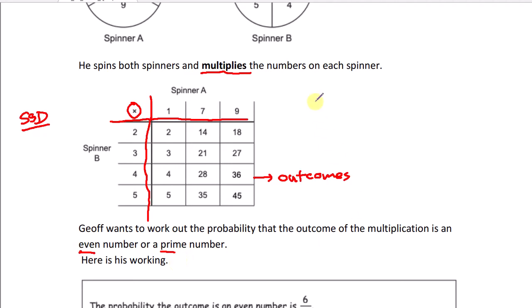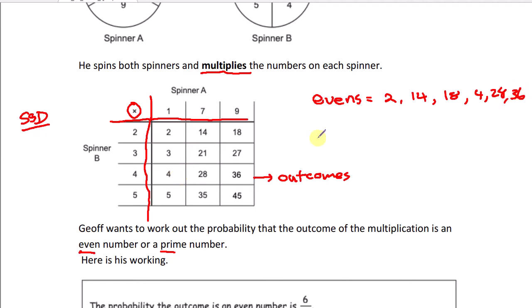So let's list all the evens. The evens we've got are 2, 14 and 18. They will come from an even number multiplied by anything. There's no even numbers coming down, so we can't do those ones. And the other evens will come from 4 times something. So you can only get the evens where you've got an even number in the headings. So the next ones are 4, 28 and 36.